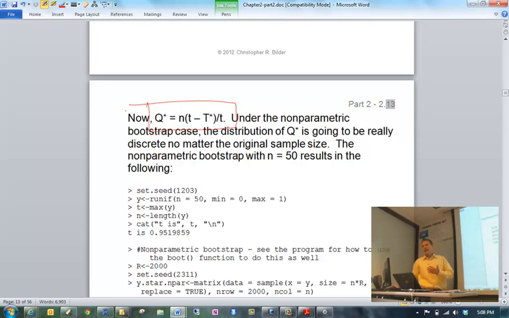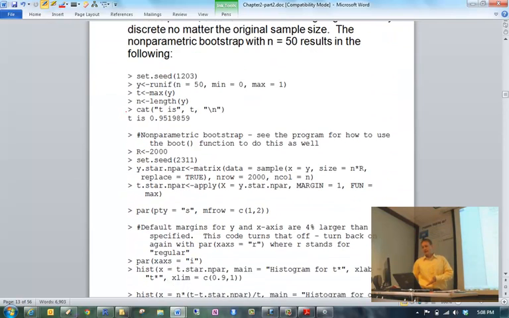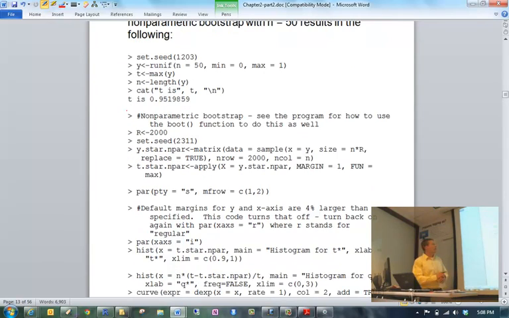So let's say that I had a sample size of 50. So I'm going to set a seed number, use the runif function to sample from a uniform 0, 1 in a way that you would expect. There's an argument min, an argument max. I calculate T, it's 0.95. Of course, this is yn, or in other words, y50.